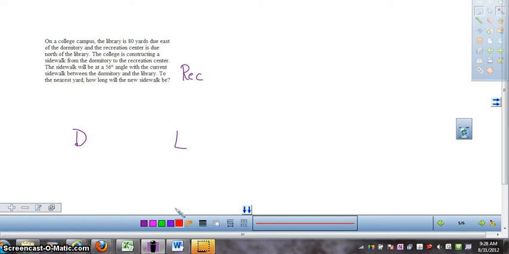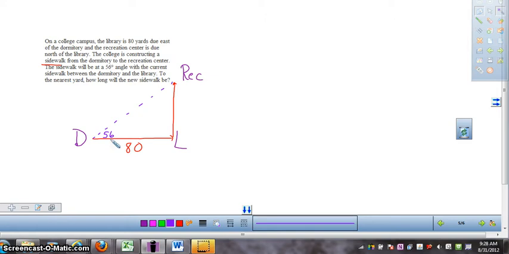So we know that the library is 80 yards due east. 80 yards. And that the rec center is directly north of the library. We don't know how far. The college is constructing a sidewalk from the dormitory to the rec center. So from here to here. The sidewalk will be at a 56-degree angle with the current sidewalk between the dormitory and the library. So between, so that's right there.